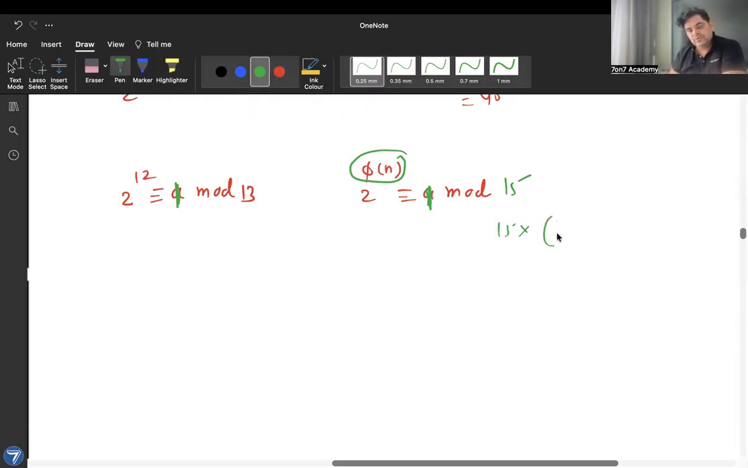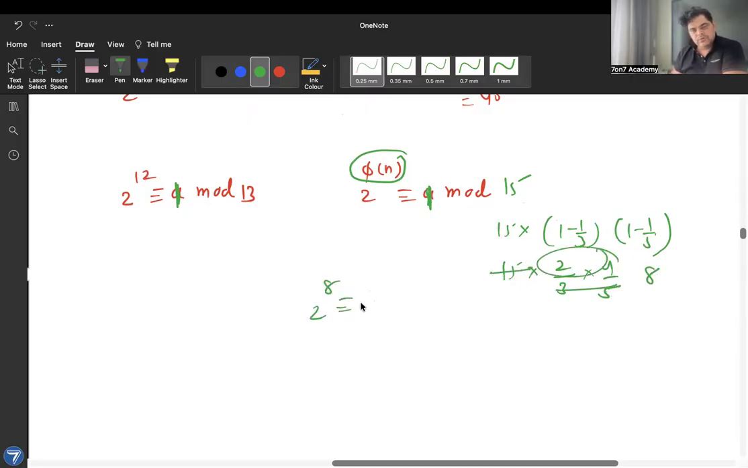So 15 into 1 minus 1 over 3 into 1 minus 1 over 5, so 15 into 2 over 3 into 4 over 5. Agree? These cancel out with this, so 8. So if you write 2 raised to 8, that would give remainder 1 if you divide by 15. Understand? So there is a lot of use of this, and these theorems are very good. I hope you all understand this.